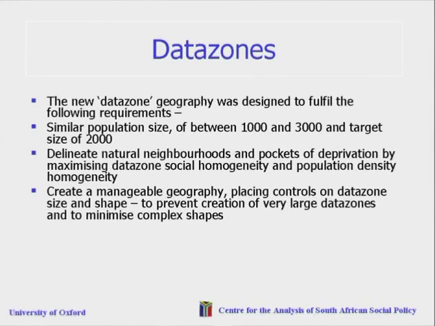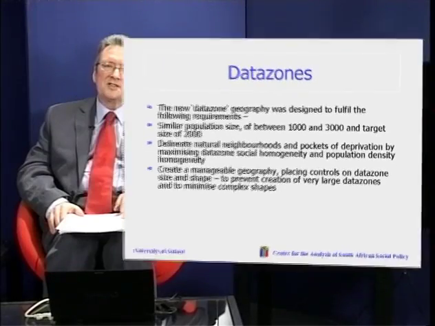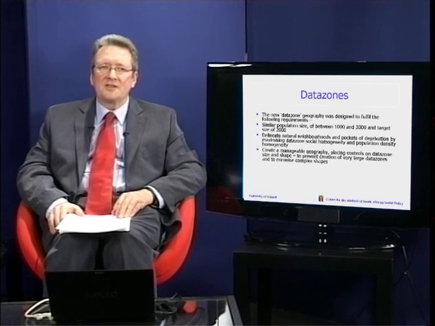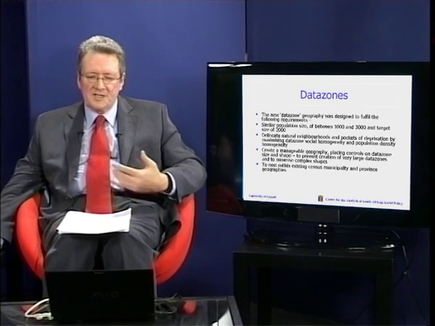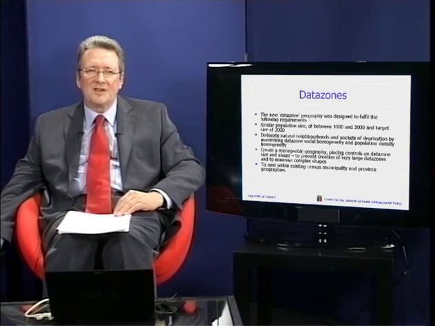We wanted to create a manageable geography, placing controls to limit the data zone's size and shape. We didn't want to have large data zones, as I've mentioned, but we also didn't want very oddly shaped data zones. The building blocks for data zones were a census building block called enumeration area, and you could get to even population sized data zones by simply stringing EAs together to form like long sausages or ribbons, and this doesn't tend to reflect natural communities. So we had to impose some rules that in a sense kept data zones roughly circular in shape.